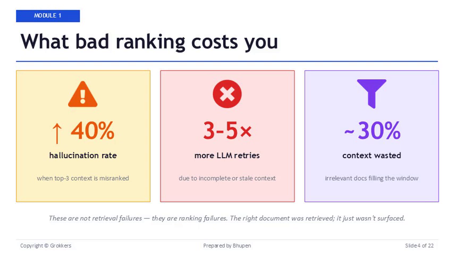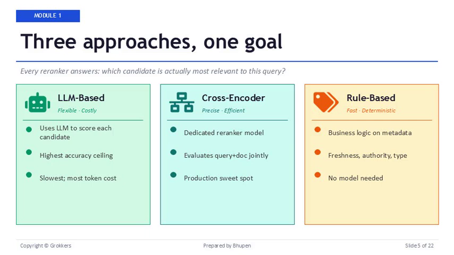There are 3 major approaches, and each one has a completely different philosophy. 3 tools, 1 mission. Figure out which document actually answers the question. First up, LLM-based reranking. You literally ask your language model to judge each document's relevance. It is the most flexible and the most accurate, but also the slowest and most expensive, like hiring a master sommelier to taste every wine in the cellar.